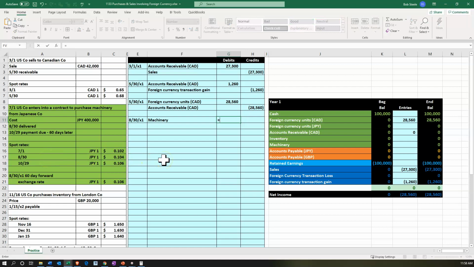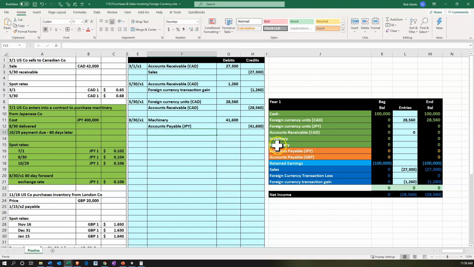So we're going to say, all right, this is going to be the 400,000 times the 0.104, because one Japanese yen is going to be 0.104 on the U.S. currency. That's going to be the exchange. So the 400,000 yen is going to be equivalent at that point in time with that current exchange rate to 41,006 on the US dollar side. So that's going to be the machinery, and then the payable is going to go on the books. So now we purchase something.